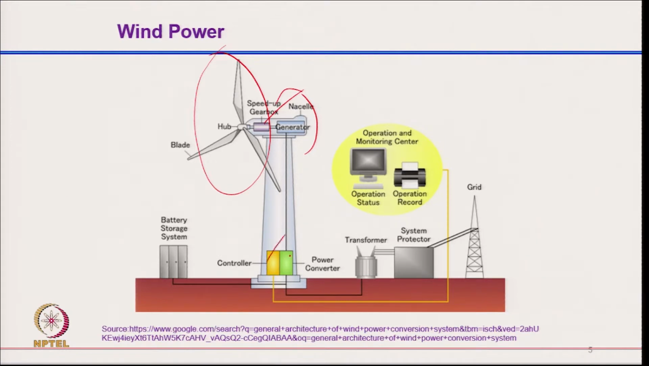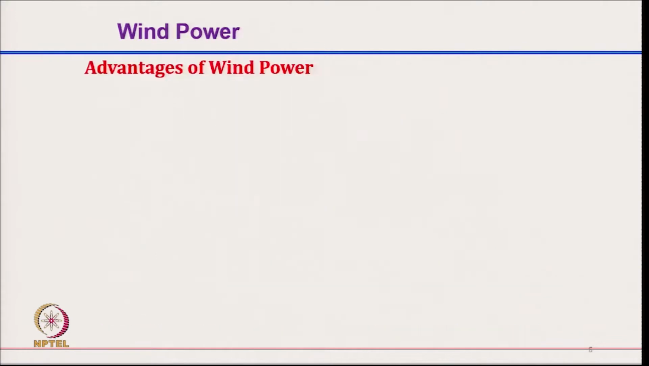And then we have a controller and power converter, which converts this variable frequency output to constant frequency, which can feed the transformer, and then with the protection it goes to the grid. And of course, we sometimes, not all the time, have a battery energy storage system for smoothing the fluctuations, typically the intermittency of wind energy conversion system.